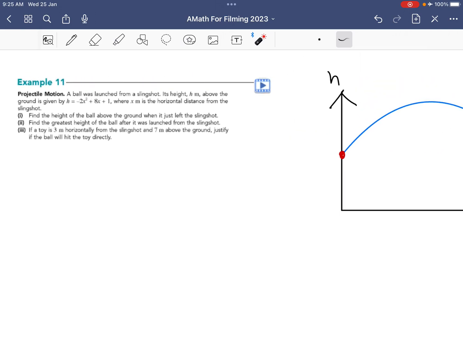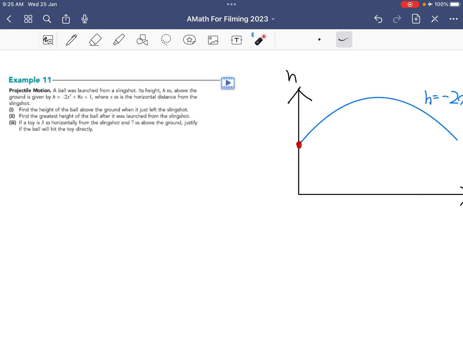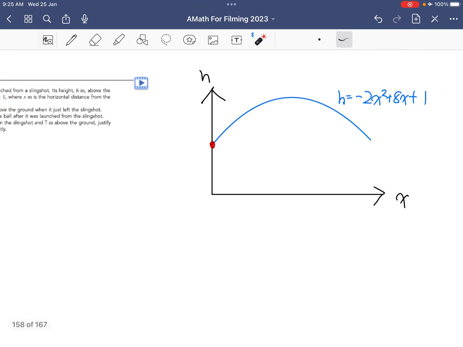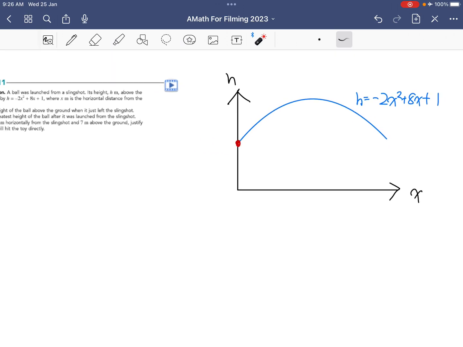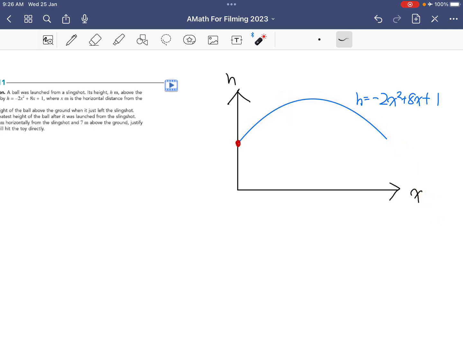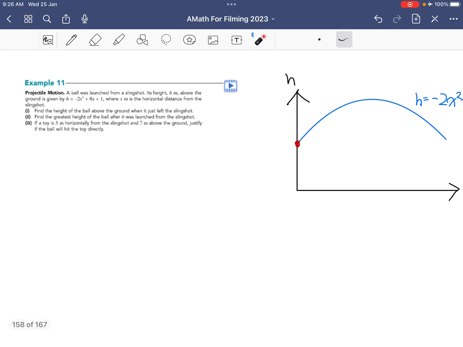So I'll cover example 11 now. Example 11 talks about a ball that's launched from a slingshot. It's given that the height above the ground is given by this equation. If I were to draw a quick sketch of the path for you, this is a slingshot here. It will launch the ball. The ball will go up and then come down this way. So this is the path of the ball itself. The path of the ball follows this equation, whereby at different values of x, you can find the different values of h. So this is the equation for example 11.